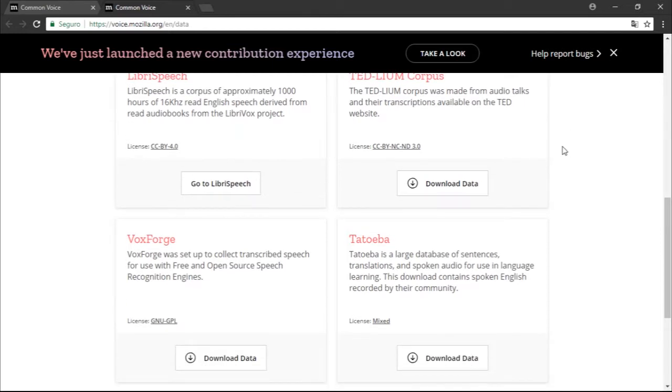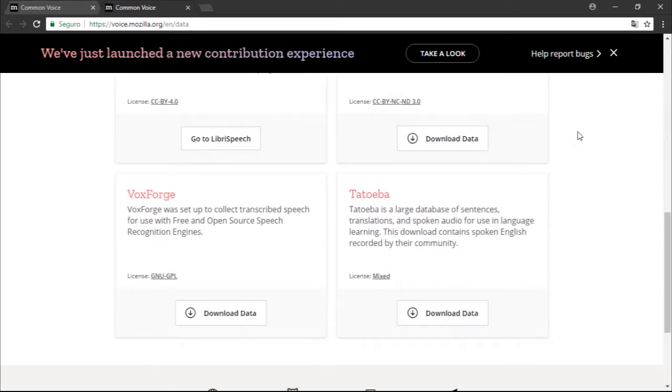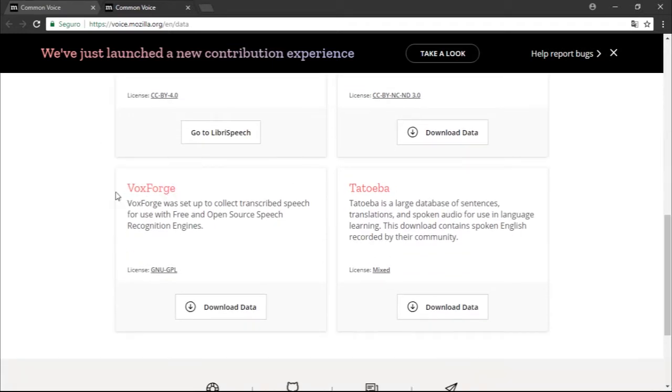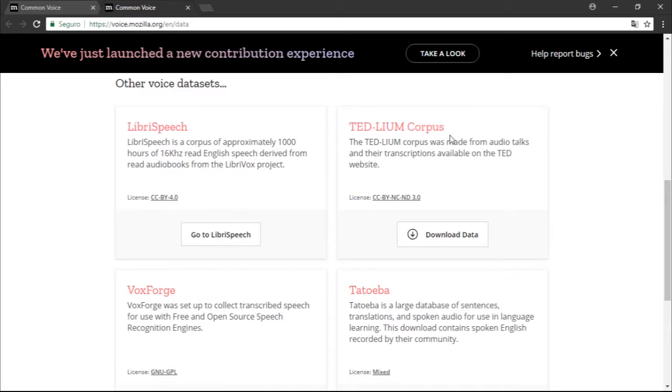So there are the conventional datasets, VoxForge, which is very old. I think it started back in 2005 or so. I'm not sure, but it's a very old voice dataset. Fortunately, the project didn't go well. There is the TEDLIUM corpus, which uses TED speakers, I think, I don't know.